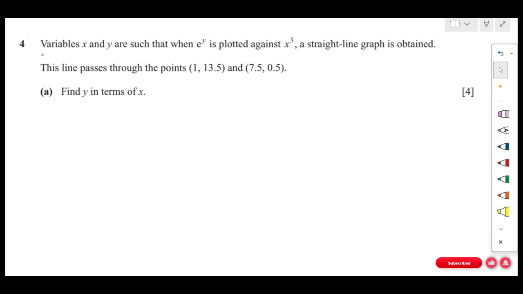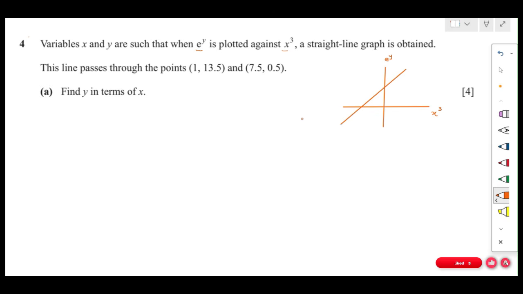Now for question number 4: variables x and y are such that when e to the power y is plotted against x cubed, a straight line graph is obtained. Okay, so what they are trying to say is that now the x-axis becomes x cubed and the y-axis is e to the power y. So when e to the power y is plotted against x cubed, a straight line graph is obtained.